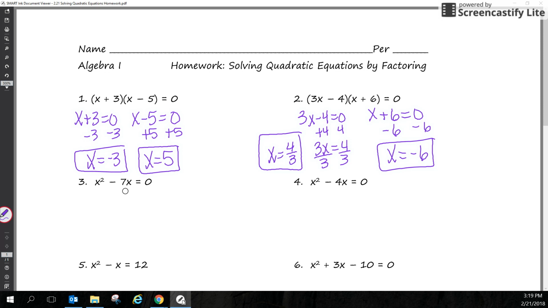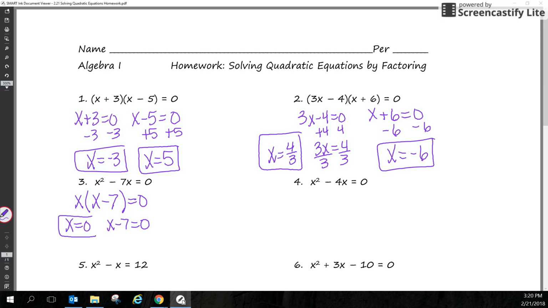So my greatest common factor between x squared and 7x is x. What times x will give me x squared? That would be x. What times x gives me negative 7x? That's negative 7. I'm going to set that equal to 0. Now I have my two factors, so I'm going to split it up. So x equals 0, or x minus 7 equals 0.